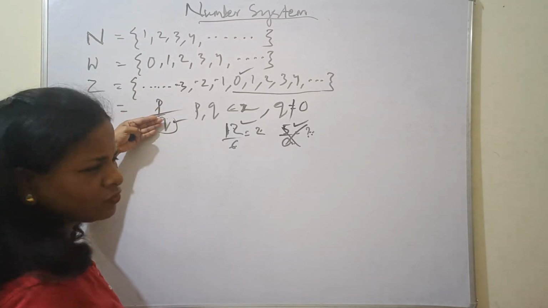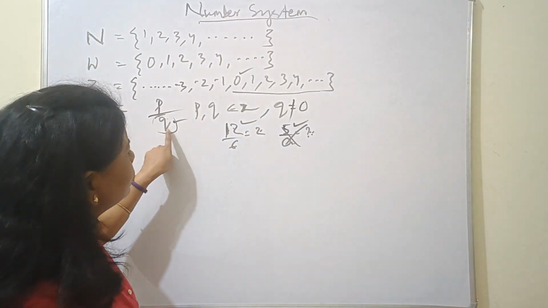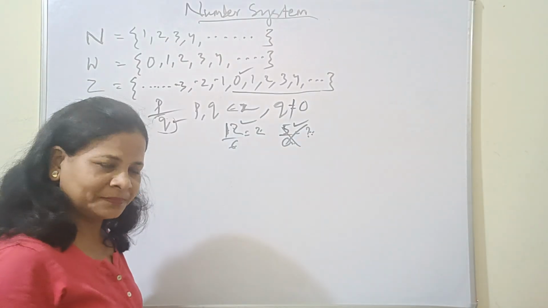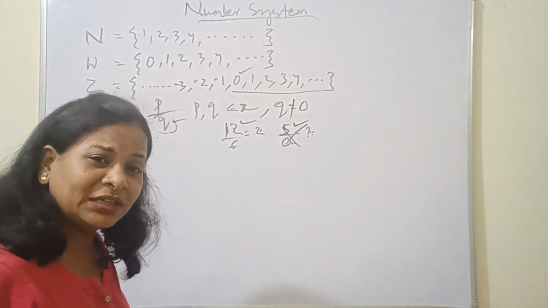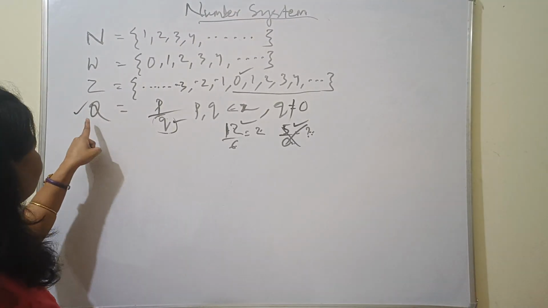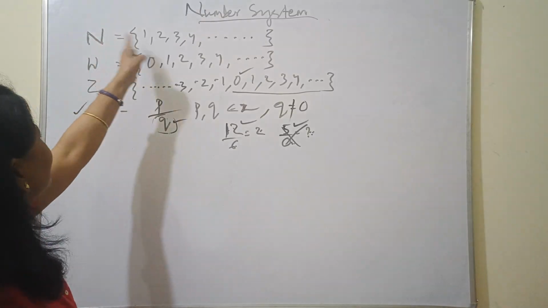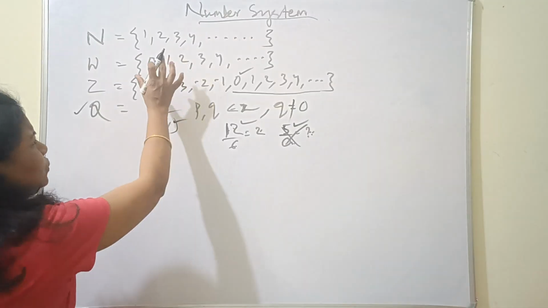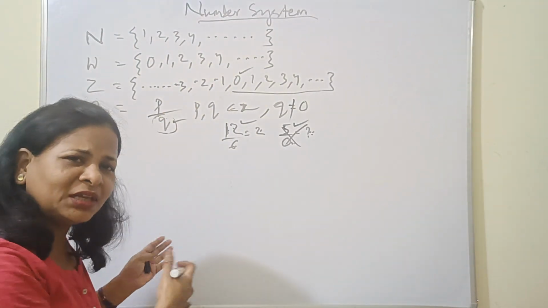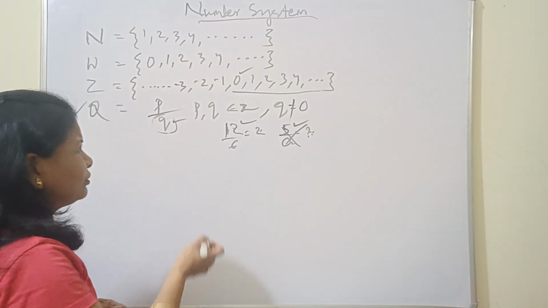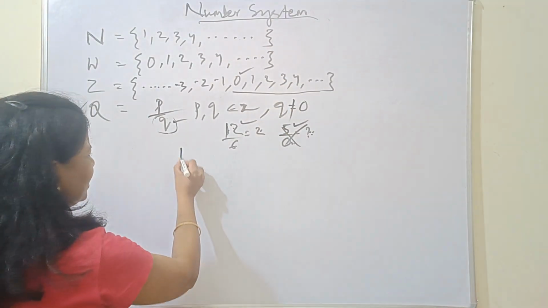The rational number should be of the form P by Q, where P and Q are integers, but Q is not equal to the integer 0. Now we shall go to the irrational numbers. So before going to irrational numbers, see that for the P by Q form, all these natural numbers, whole numbers and integers, if you analyze, all of them can be written in the form of P by Q, where P and Q are integers and Q is not equal to 0. Take randomly any natural number. 10. 10 is a natural number.